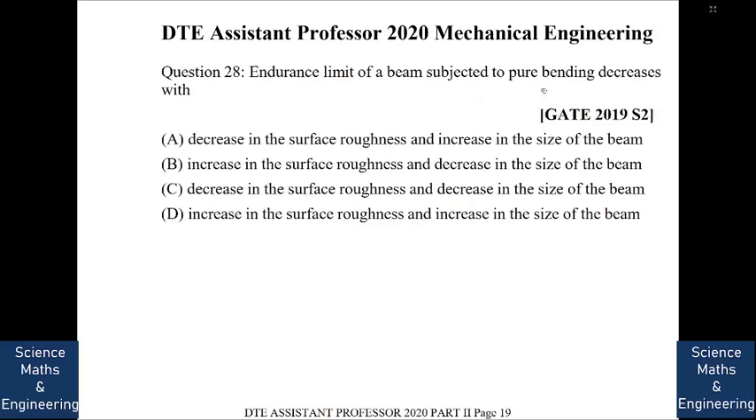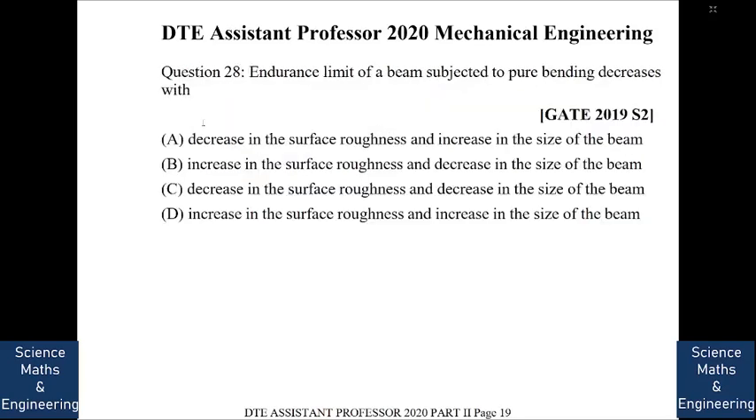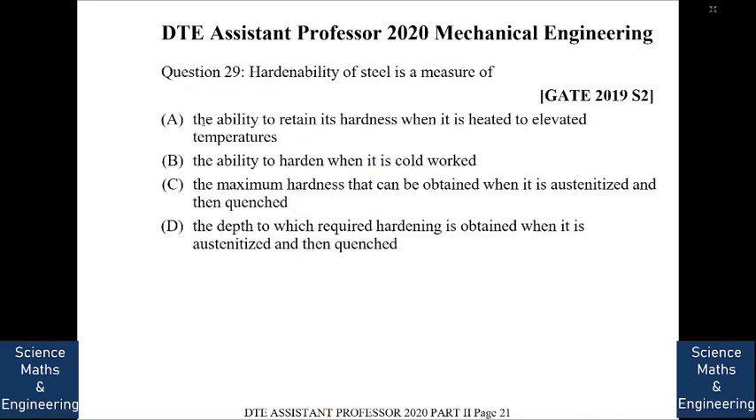Next question. Endurance limit of a beam subjected to pure bending decreases with. You see, the endurance limit for rough and corroded surfaces is lower as compared to smooth and polished surfaces. Next, once the size of the beam increases, it leads to higher voids and volumetric defects. Thus, this reduces the endurance limit. So the answer is that the endurance limit of a beam subjected to pure bending decreases with increase in the surface roughness and increase in the size of the beam. So, option D.